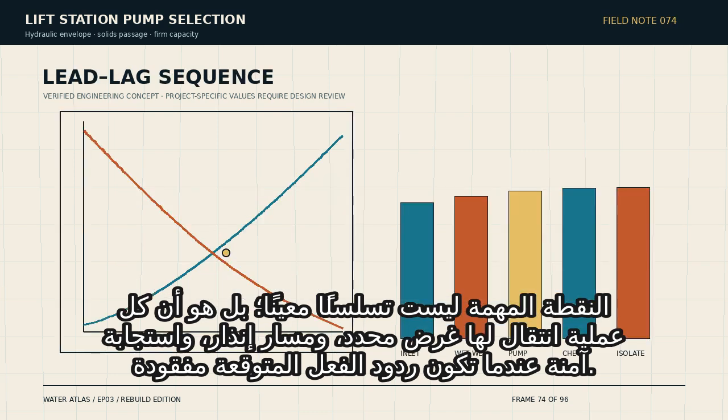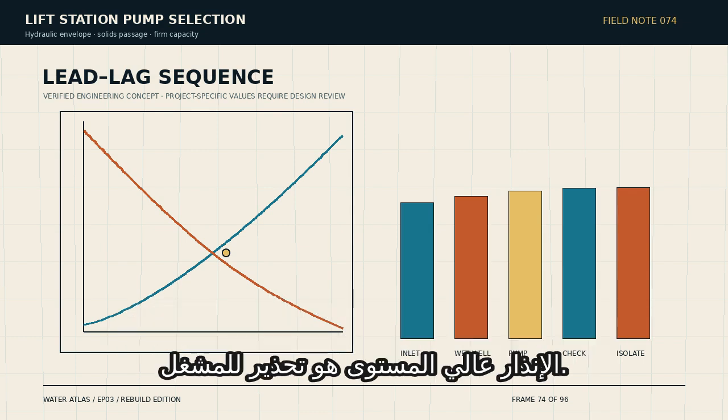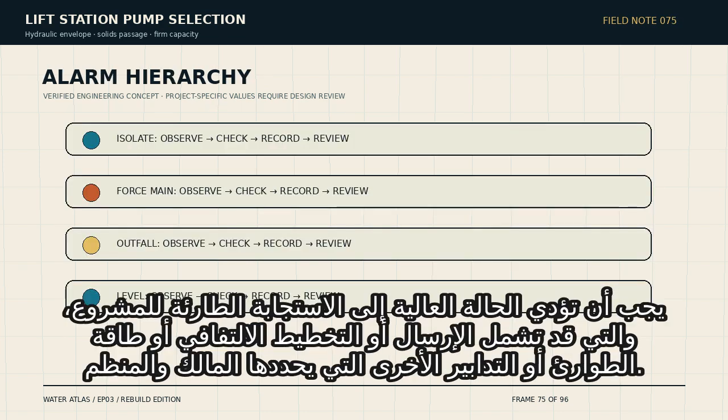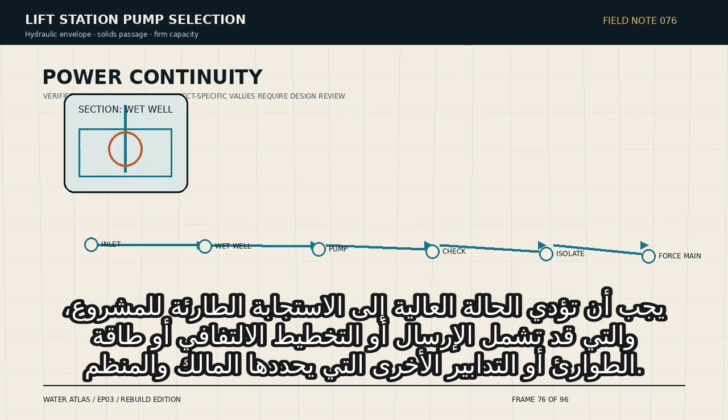A redundant float, independent alarm path, or fallback state may improve resilience, but it does not automatically guarantee that an overflow cannot occur. The review must ask what happens if the primary transmitter freezes, the float is fouled, the pump fails to start, the check valve leaks, or the force main cannot accept the expected discharge.